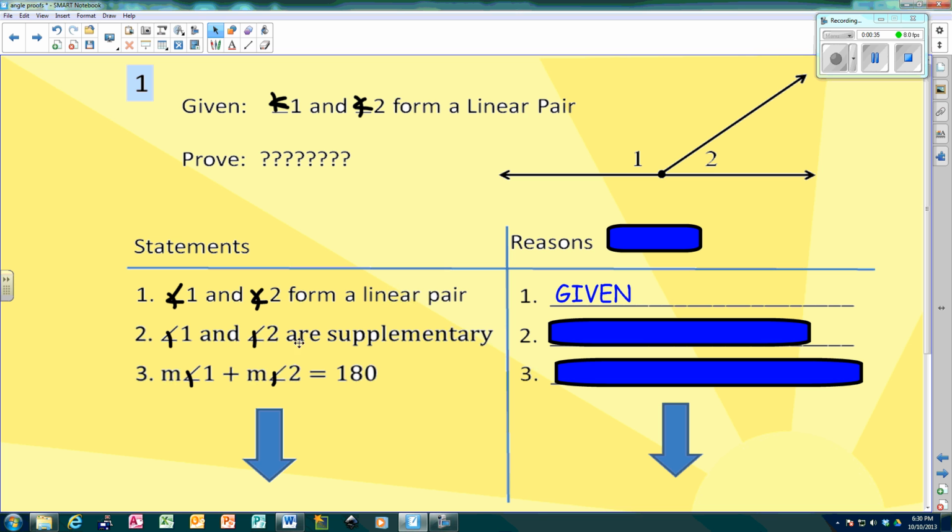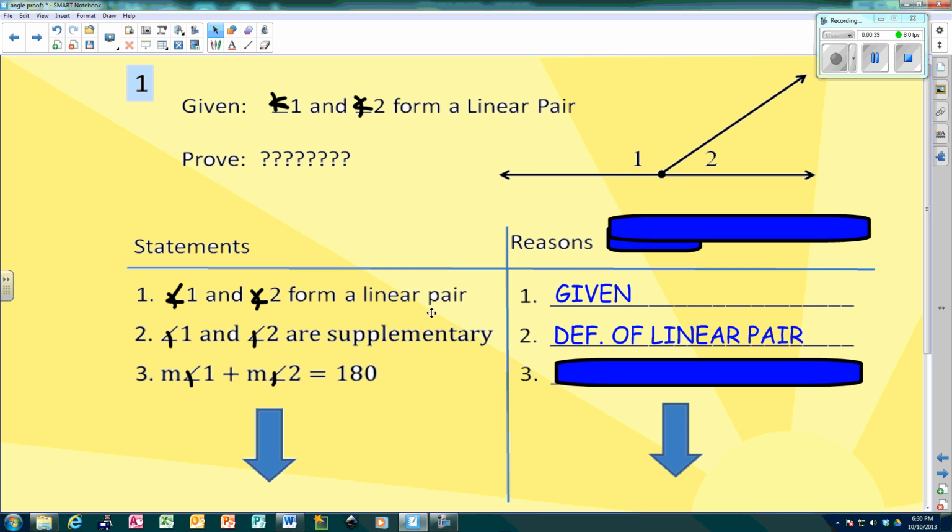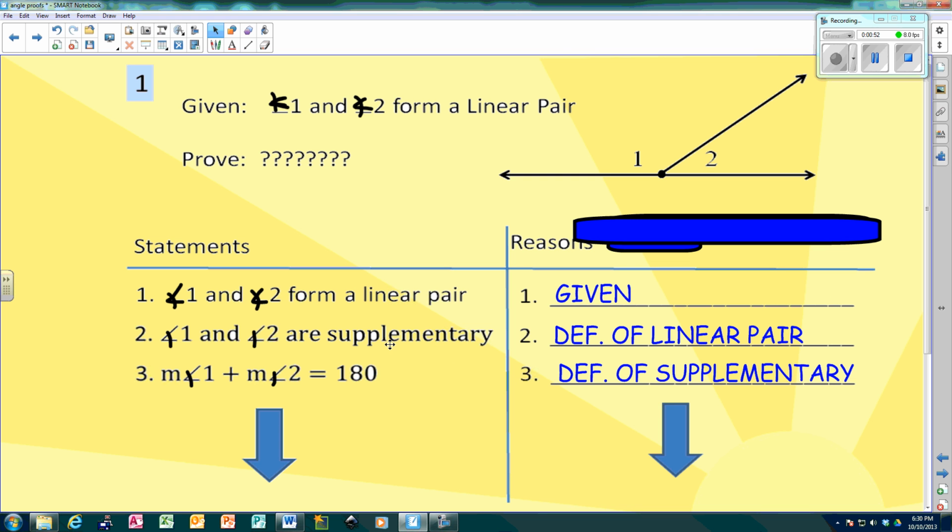Angle 1 and angle 2 are supplementary. We know this because it's the definition of a linear pair. The measure of angle 1 plus the measure of angle 2 equals 180, and we know this looking at the previous statement because it's the definition of supplementary. So just know that you always use the previous to get to the next, and then your reason is what did you do to get there.